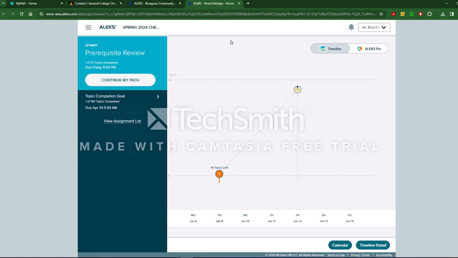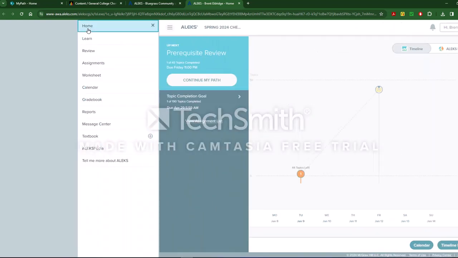But what I do want to show here is these three lines in the upper left-hand corner. This is called a hamburger, that's what I've heard it called. You may have a different name for that, but once you do the initial knowledge check, you should have this hamburger, and this is where you're going to find the textbook. You can also look at your grade book, calendar, worksheets.